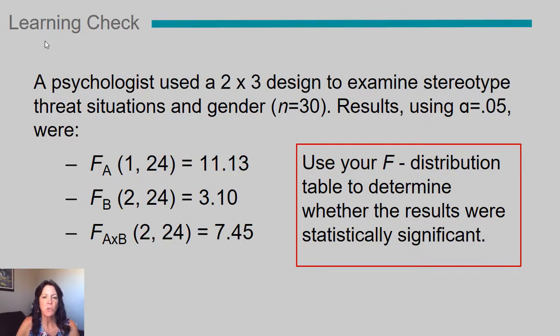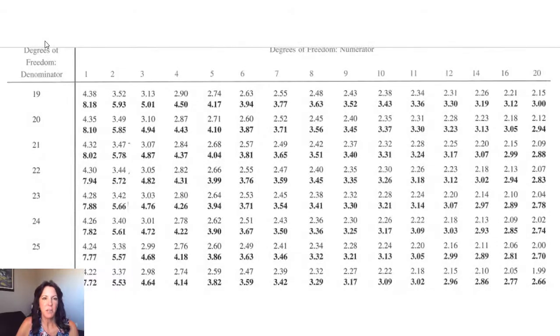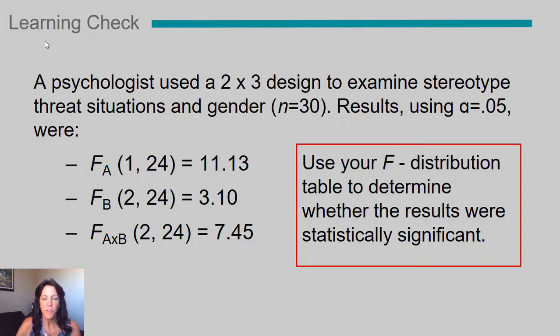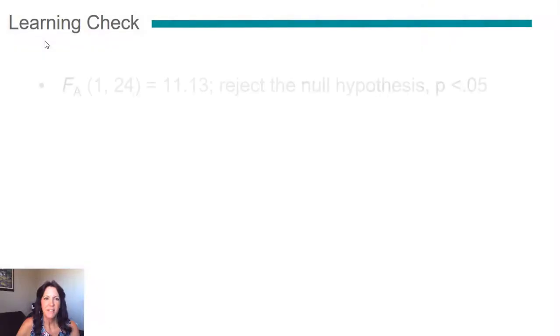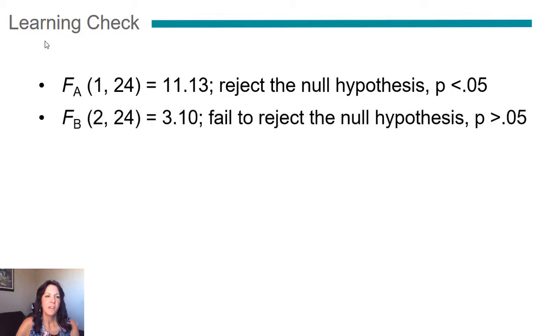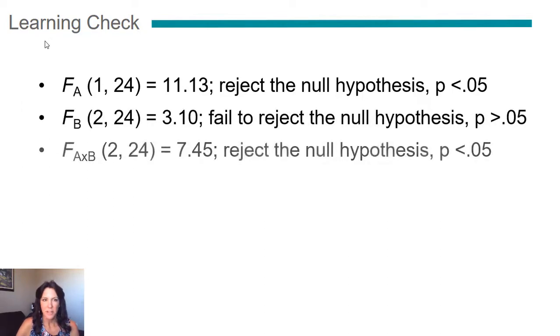Let's look at the interaction with degrees of freedom 2 and 24. It's going to be the same level of critical value that we had before, 3.40. And our F for the interaction of 7.45 is greater than our critical value. So in this case, we reject the null hypothesis. We say that there is a significant interaction. So as a reminder, the first one, we rejected the null hypothesis and we said the probability is less than 0.05. For factor B, we failed to reject the null hypothesis. And for the interaction, we reject the null hypothesis again.